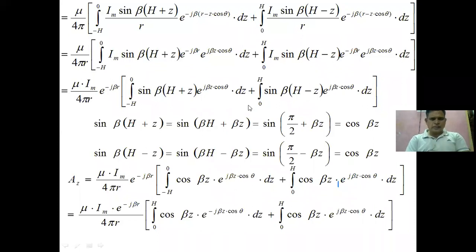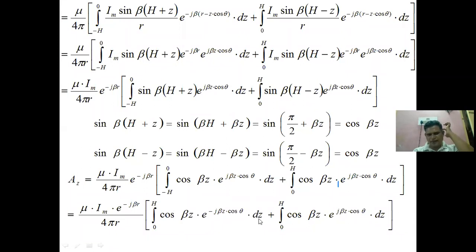Now substitute beta into h is equal to pi by 2. Sin of pi by 2 plus beta z will give cos beta z. Similarly, here also we will get cos beta z. Now substitute here cos beta z into e power j beta z cos theta. Similarly, here I want to change the limits from minus h to 0, by replacing z with minus z. You can interchange this and write 0 to h, cos beta z, e power minus j beta z cos theta, dz.